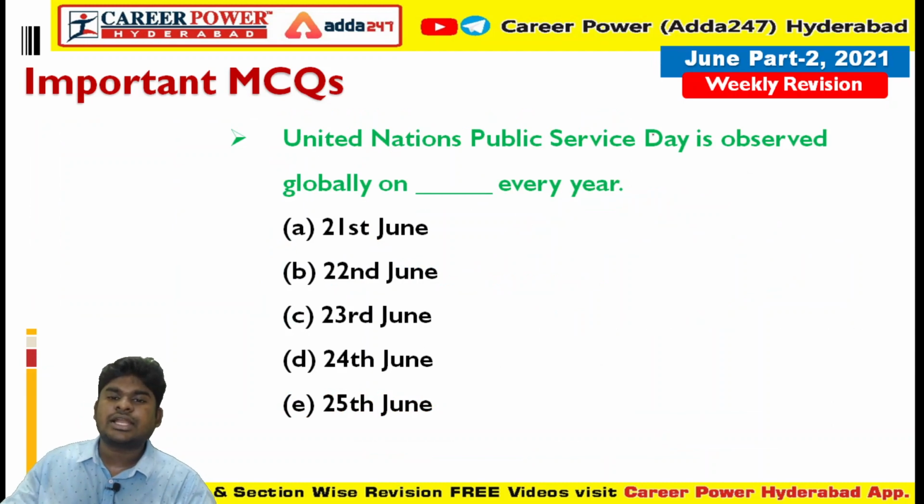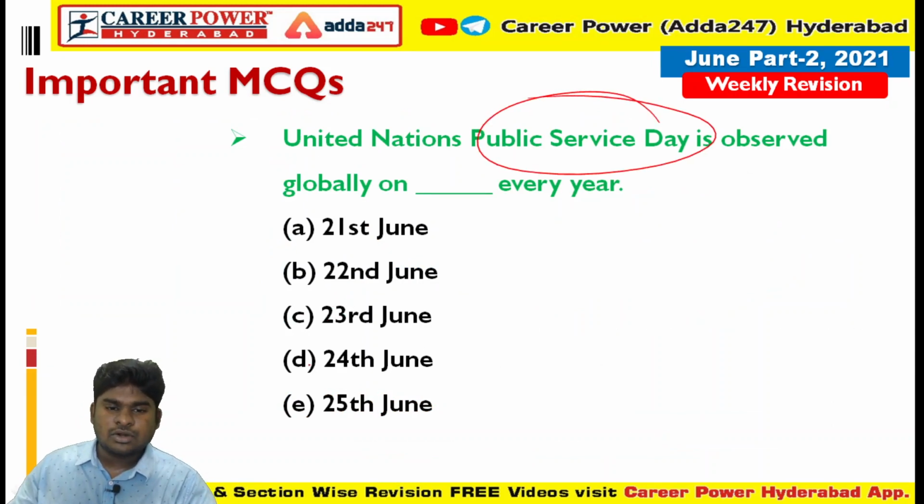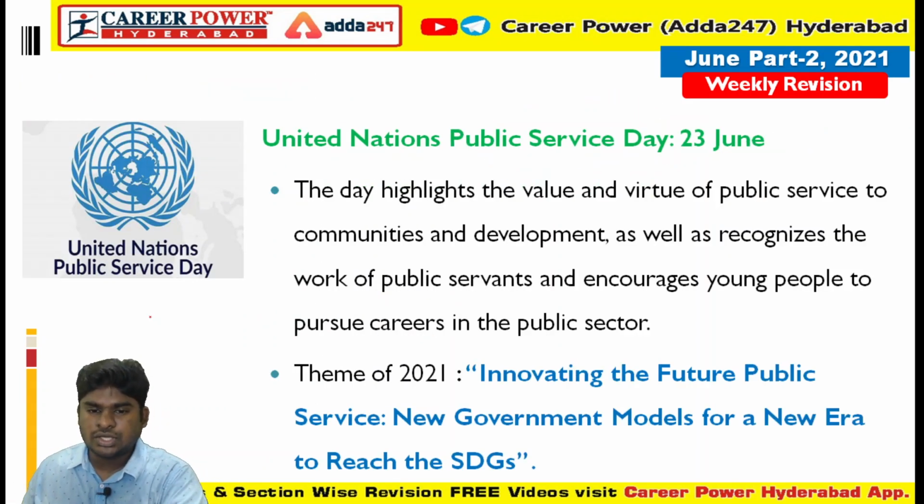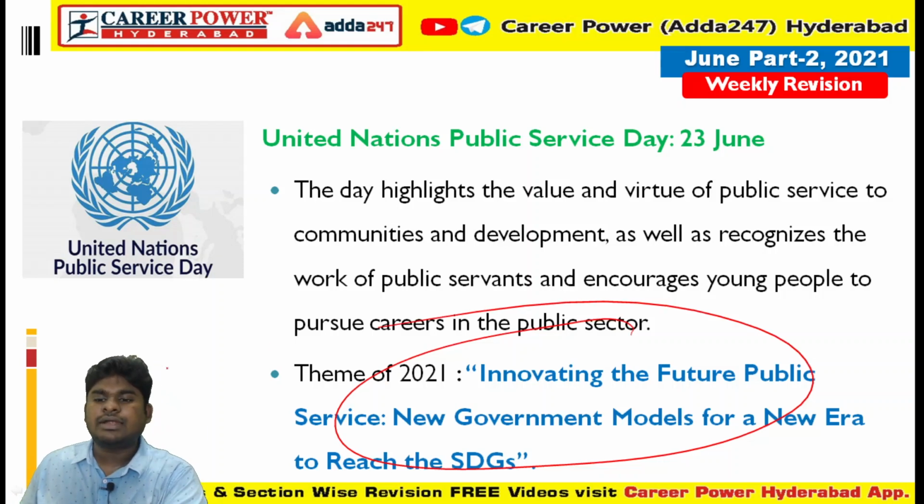So next is the United Nations Public Service Day. United Nations Public Service Day is observed on 23rd June, and the theme for this year is Innovating the Future Public Service, New Government Models for a New Era to Reach the Sustainable Development Goals.